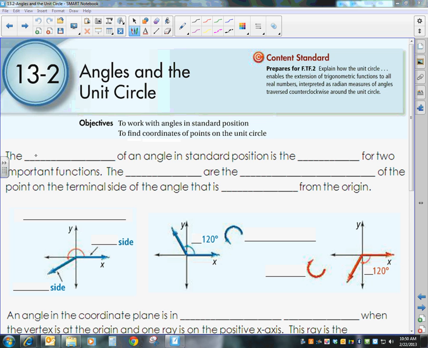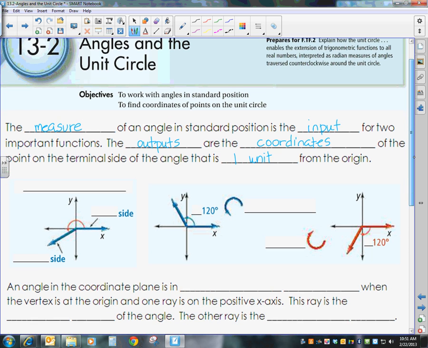So to start off with, the measure of an angle in standard position is the input for two important functions, and we're going to talk about those functions later in the lesson. The outputs are the coordinates of the point on the terminal side of the angle that is 1 unit from the origin.